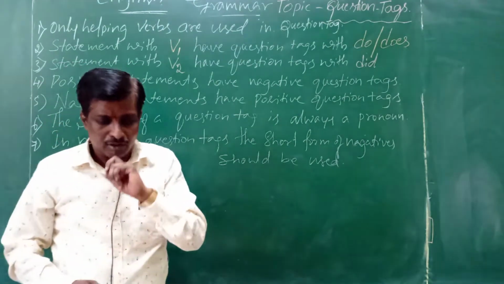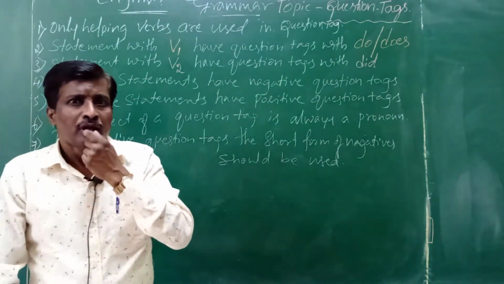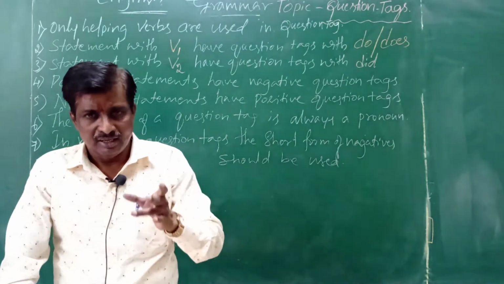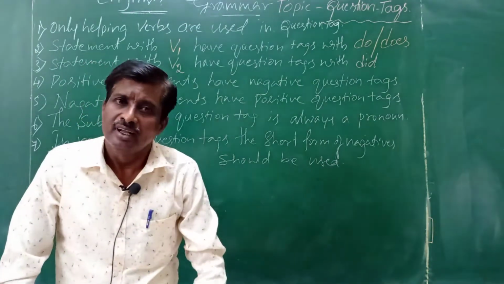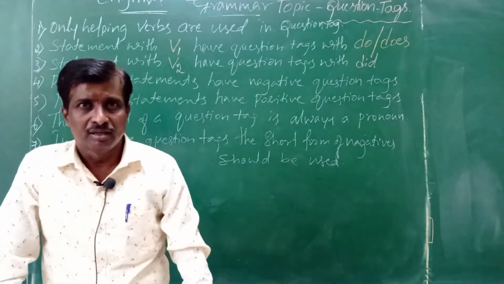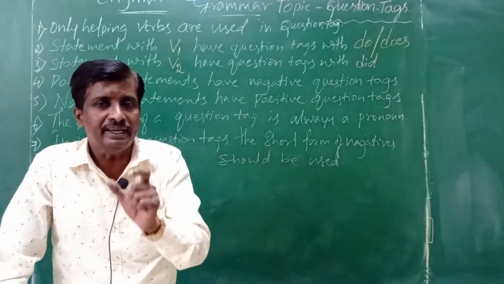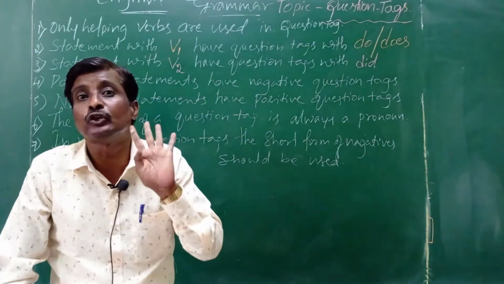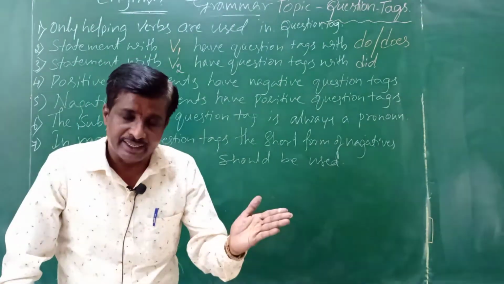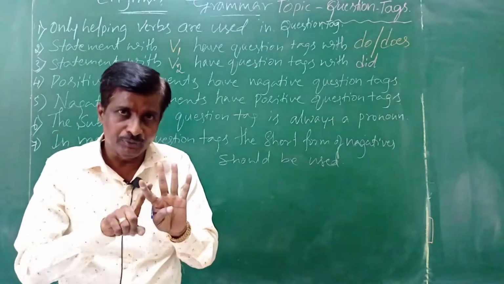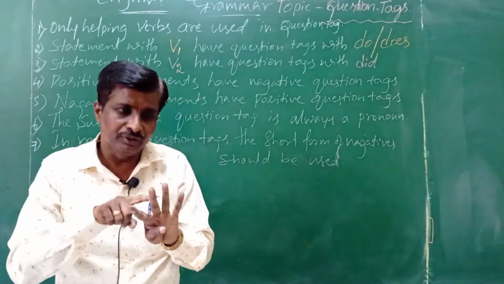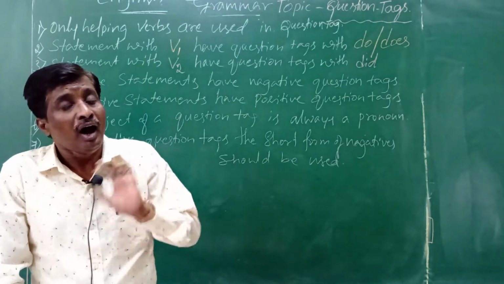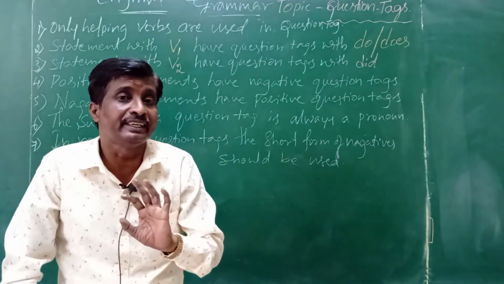Okay, dear children, there is a doubt in your mind, I think. What is the difference between sentence and statement? Children, if I ask how many kinds of sentences are there, what is your answer? Your answer is, sir, there are four kinds of sentences. One is assertive, also called declarative, interrogative, imperative, and exclamatory. Exactly correct.